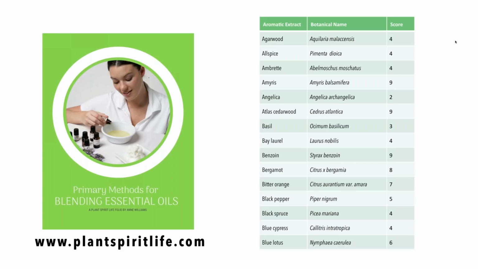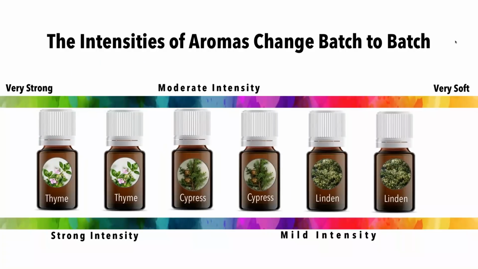All right, now I want to point out a couple of things about aroma intensity. First, the intensities of aromas tend to change batch to batch. There are lots of different factors that play a role in what the chemicals are in the batch of thyme oil that you get tomorrow. There's the growing region, the conditions while the plant was growing, how it was harvested, whether or not it was dried or stored, transportation, the art of the distiller. All of these different things play a role in the aroma intensity exhibited by the oil.